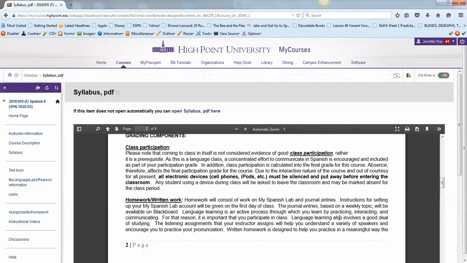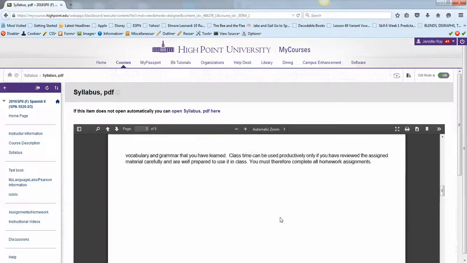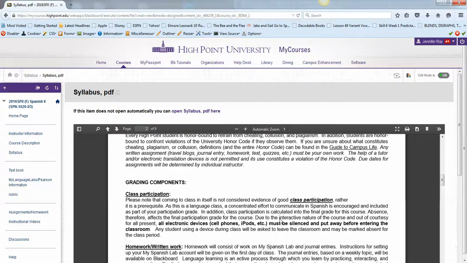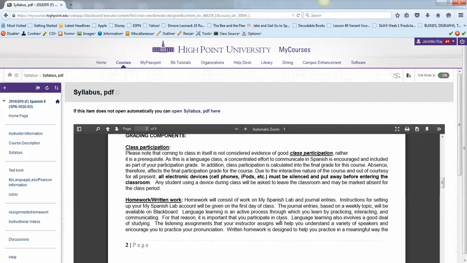Grading components. You want to make sure you're participating. Class participation is part of it. It says all electronic devices must be silenced or put away before entering the classroom. Please do this. Just note we may use electronics at some point during the class, and I will let you know when you can use your device, but otherwise, please be respectful and have them silenced and not out and playing with them in the middle of class.